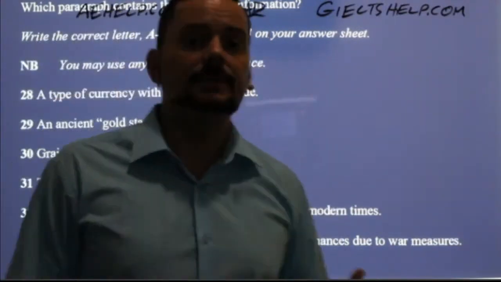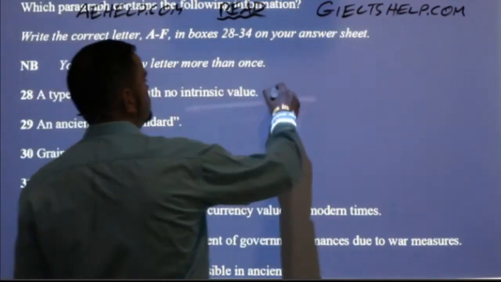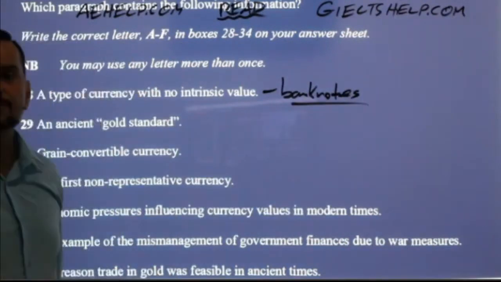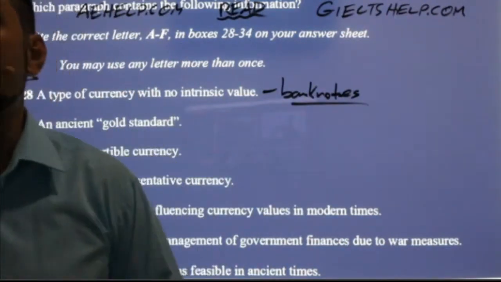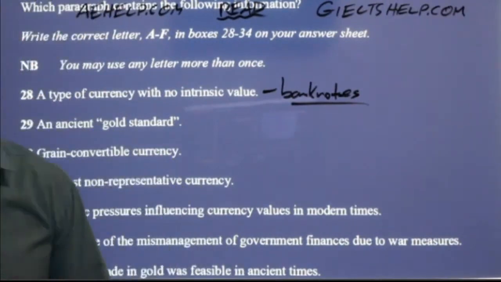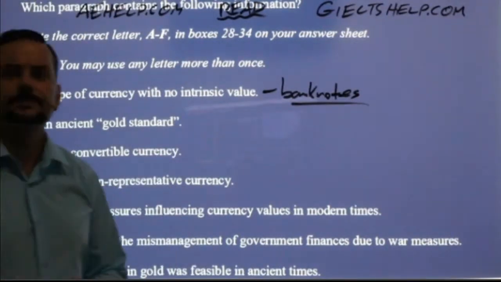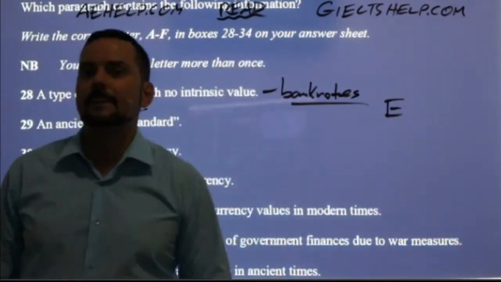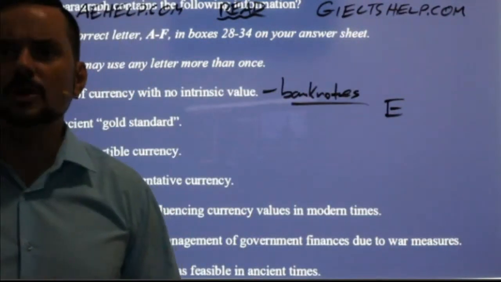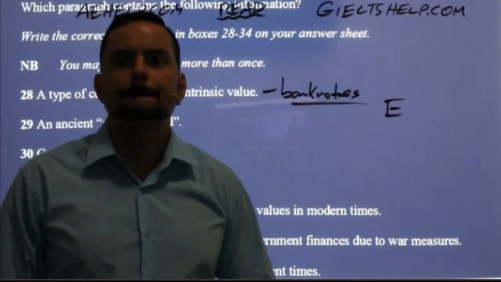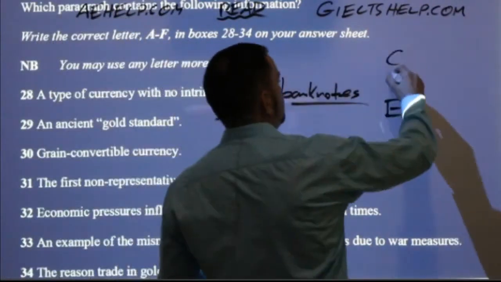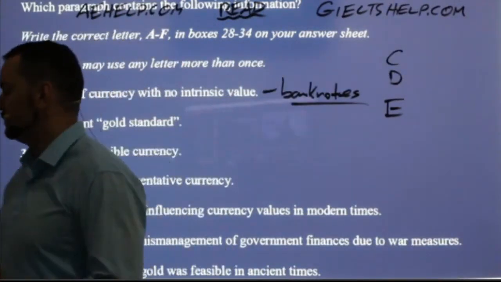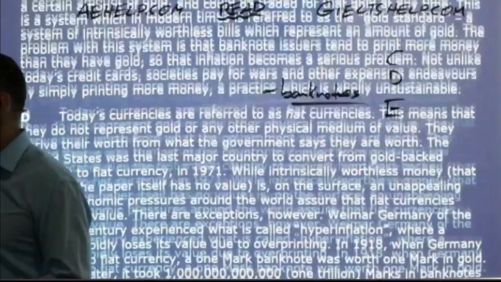Okay, so Rajveer says something to do with banknotes, right? Which paragraph talks about banknotes? Janelle says E. Rajveer says C and D. So we have a lot of answers here. Yeah, so C and D, I think, are the ones. Let's have a look here.